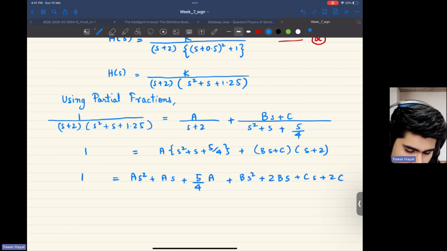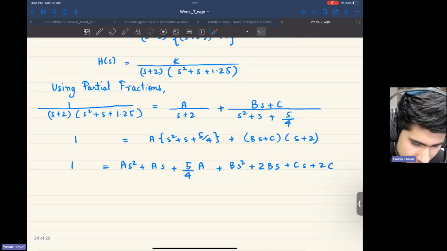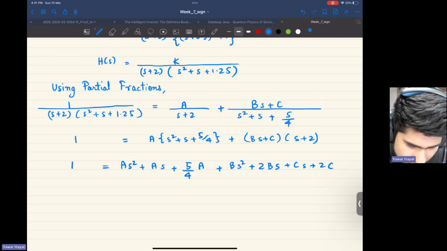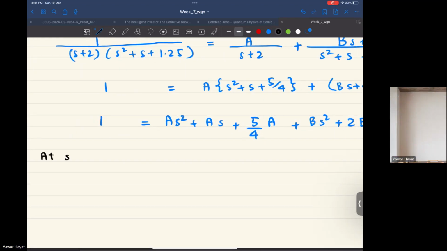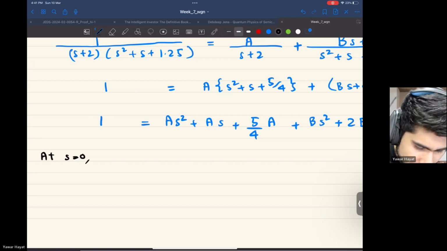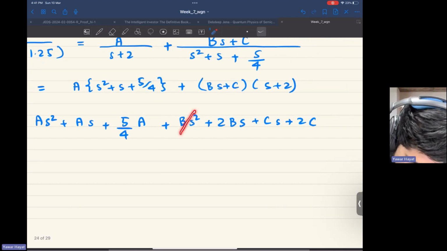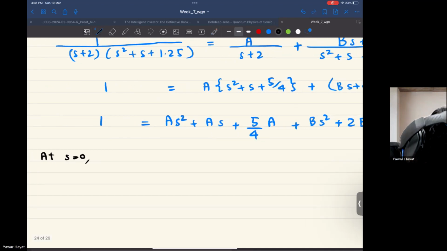Now, I want to determine A, B, and C, because I'm interested in using this form and then proceeding from there. So what I'll do is put s equals to 0. When I do that, which terms would go to 0? The s terms would cancel. I'll be left with this and this. So I would get 1 equals 5 by 4 A plus 2C, right?